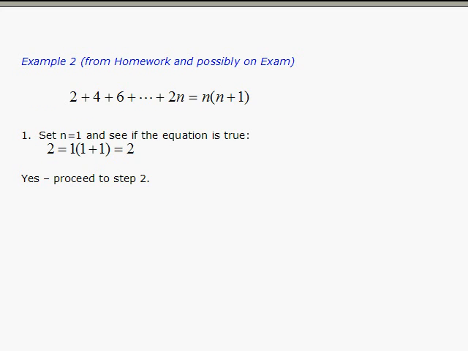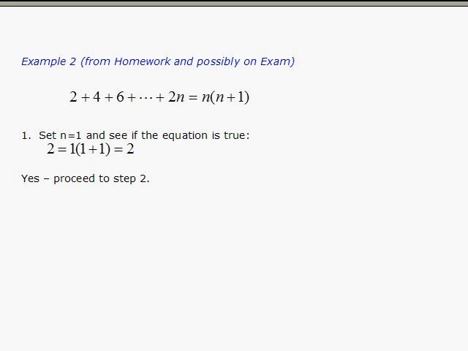Now, what I'm going to do here are the two examples that are given in the homework. One of these homework examples will be on the exam. This means you do not have to sit and rack your brain trying to be able to do all kinds of proofs. Unfortunately, the time is too short for us to do that. So here's the first example from the homework.